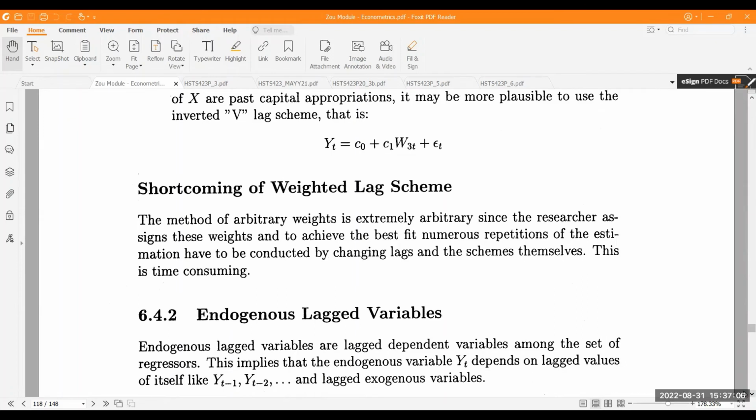Then, describing the shortcomings. The method of arbitrary weights is extremely arbitrary, because you are just putting arbitrary weights. Since the researcher assigns these weights, to achieve the best fit, numerous repetitions of the estimation have to be conducted by changing the lag schemes themselves. This is time consuming. That's a shortcoming. So what is the shortcoming of lag schemes? Time consuming. And what else?